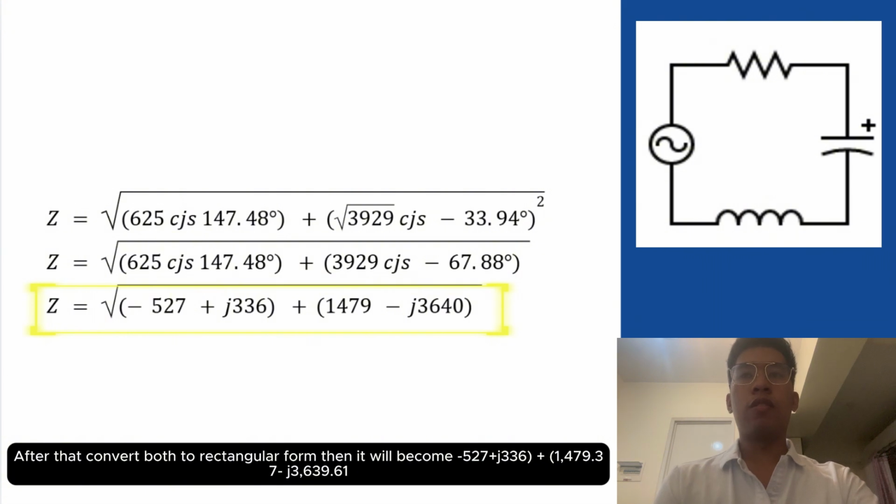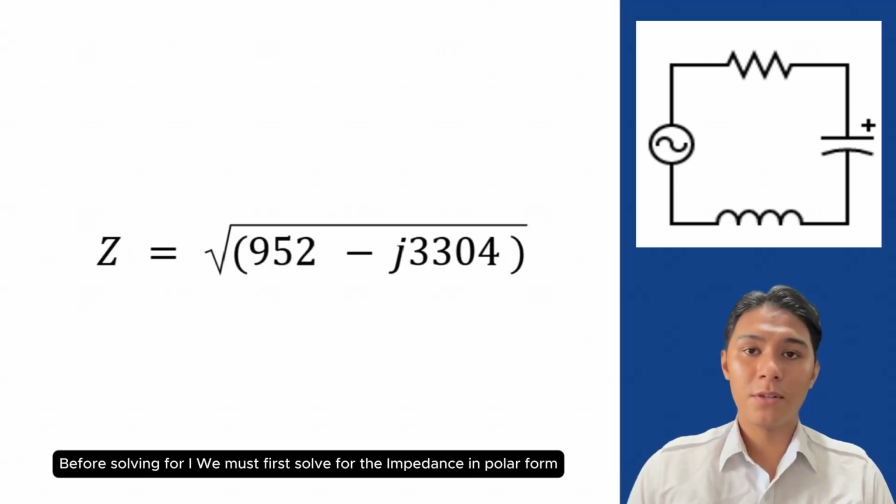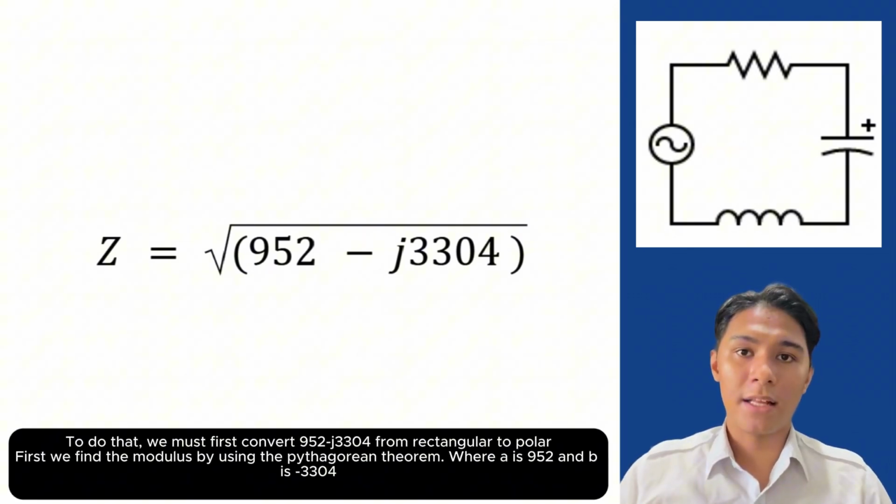After that, convert both to rectangular form. Then it will become negative 527 plus j336 plus 1,479.37 minus j3,639.61. Before solving for the current, we must first solve for the total impedance in polar form. To do that, we must first convert 952 minus j3304 into polar form.